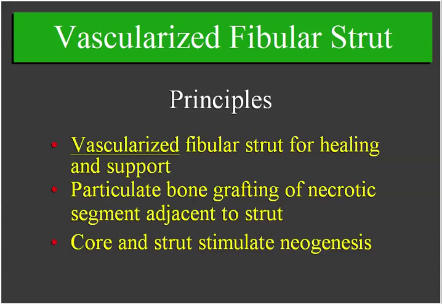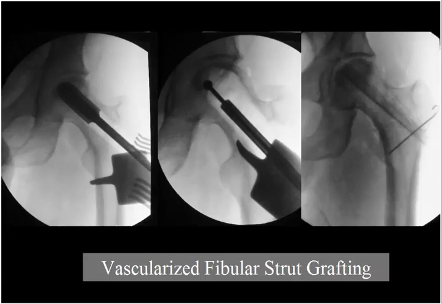So the core and the strut stimulate neogenesis. So in this case, here's AVN in a young patient. There's a big core, there's a burr getting out the rest of that necrotic segment, and then the strut goes in, and then there is bone graft around all those areas. So you're literally performing a surgical extirpation of the necrotic bone and putting fresh cancellous bone in there. The strut keeps things from collapsing.